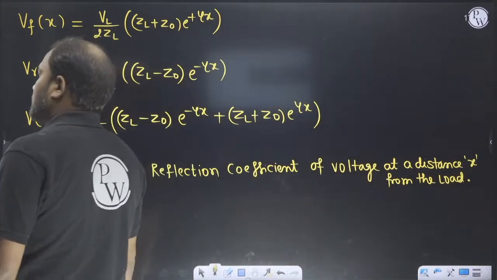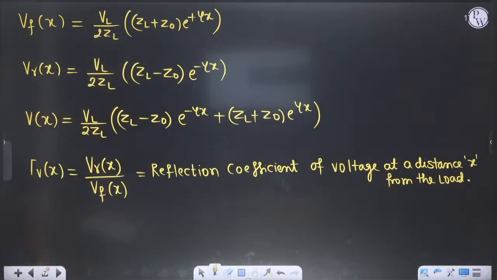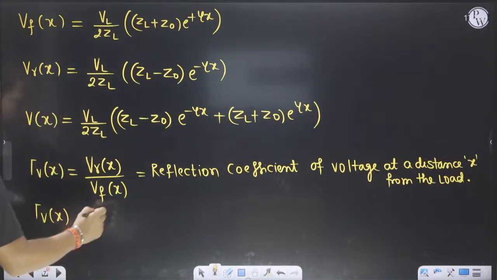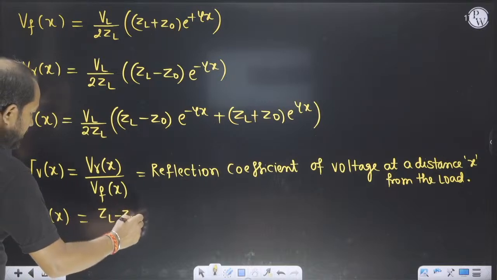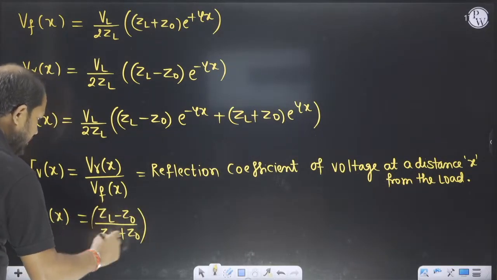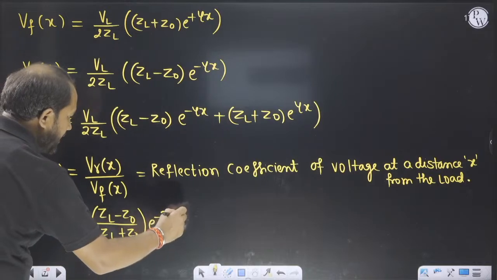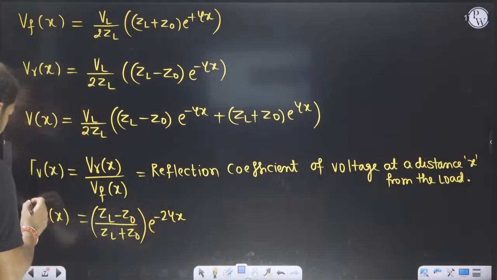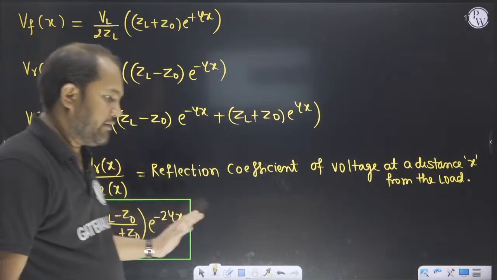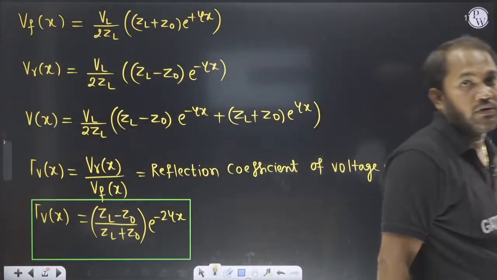So this is the formula for the reflection coefficient of voltage. What is the formula? The reflection coefficient of voltage is ZL minus Z0 divided by ZL plus Z0, times e to the power minus 2 gamma x. Don't remember this formula. I will give a summary. That thing you have to remember only.